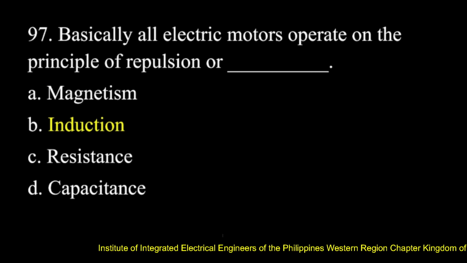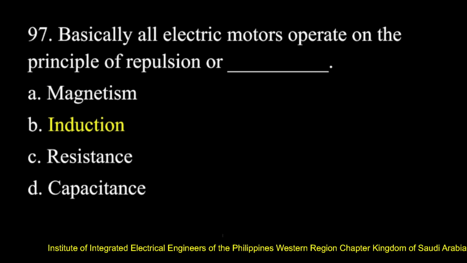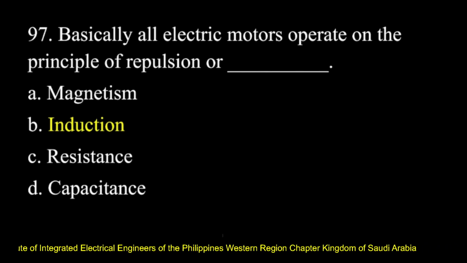Basically, all electric motors operate on the principle of repulsion or blank. A. Magnetism. B. Induction. C. Resistance. D. Capacitance.